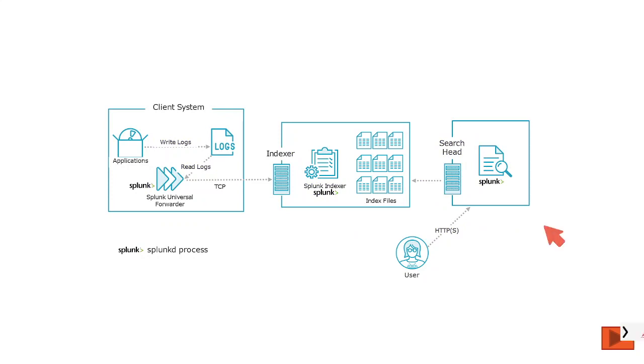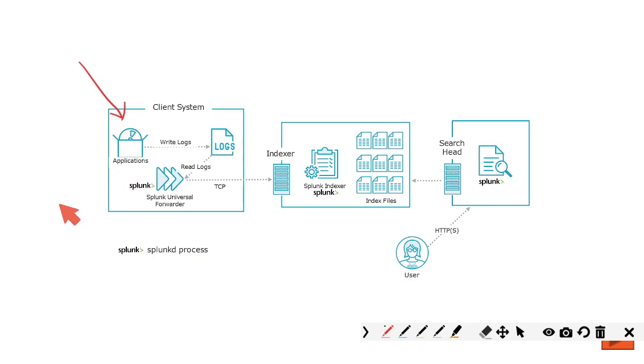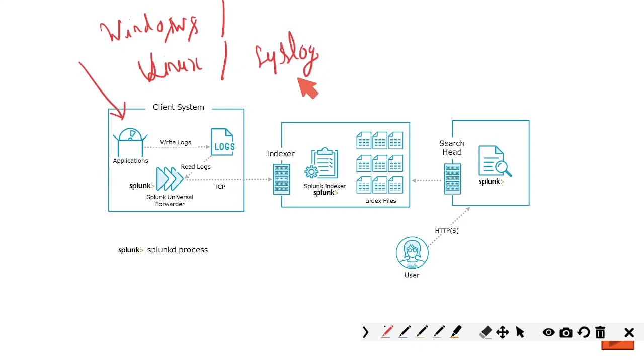So this is how it looks in the bird's eye view. For example, we have various applications. These applications might be running on your Unix or Linux system or your Windows server. Depending on which operating system we are using, if we are using Windows, we should be able to configure what we call Windows event log forwarding. And if we are using Linux as a platform, we should be able to use syslog as a process which collects all the data from your machines.